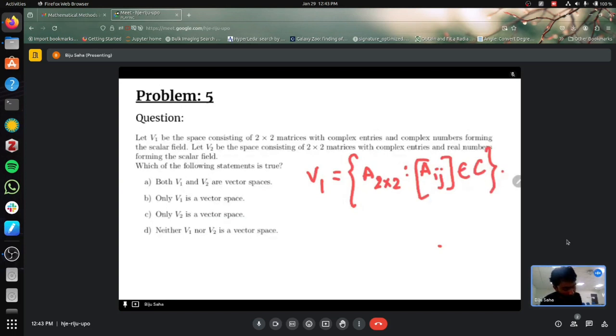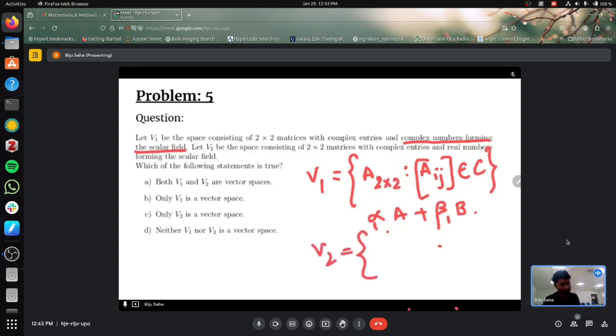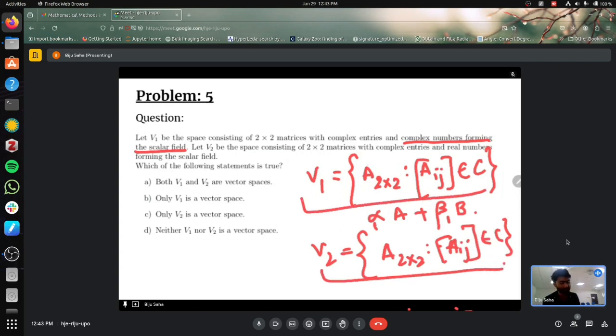But the difference from the previous question is that the complex numbers form the scalar field. So the alpha, beta, whatever we are multiplying, are now complex. That is the difference. And the V2 case is again a 2 cross 2 matrix with complex entries. So basically both of them are the same set, V1 and V2, but what makes them different is the underlying scalar field.